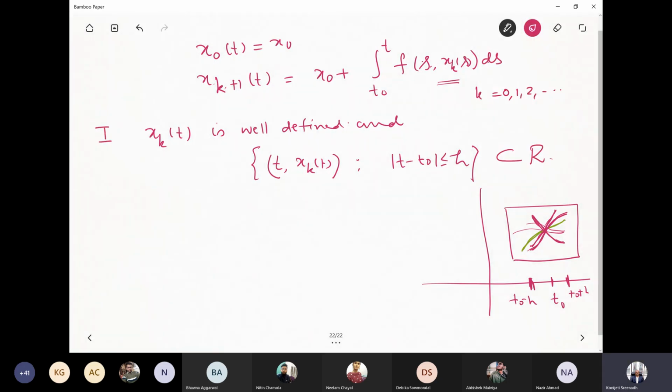This is step 1. So this is true for all k.